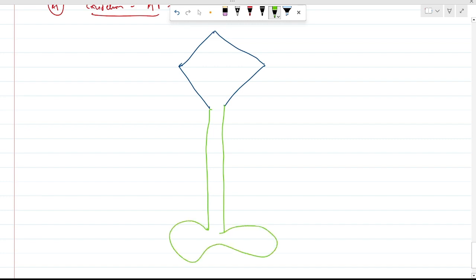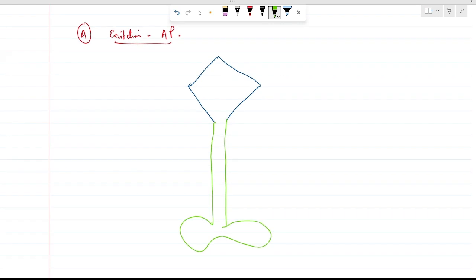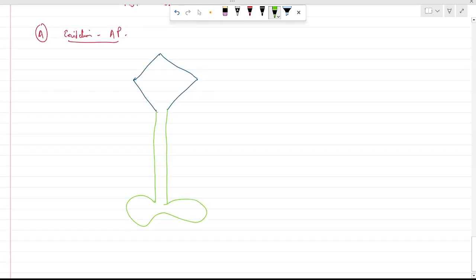This is the axon terminal, and at this axon terminal here we have our muscle fiber. Okay, so this is our alpha motor neuron. Okay, so let us start with it.